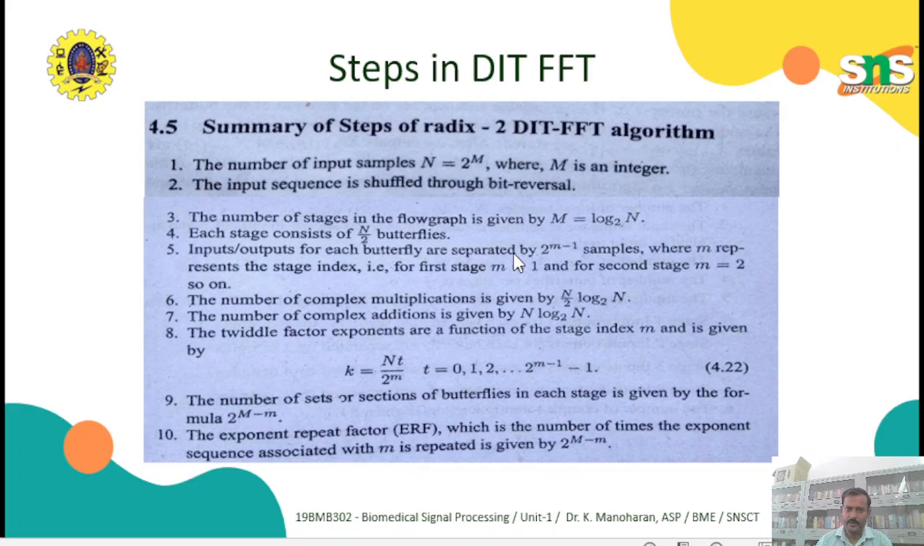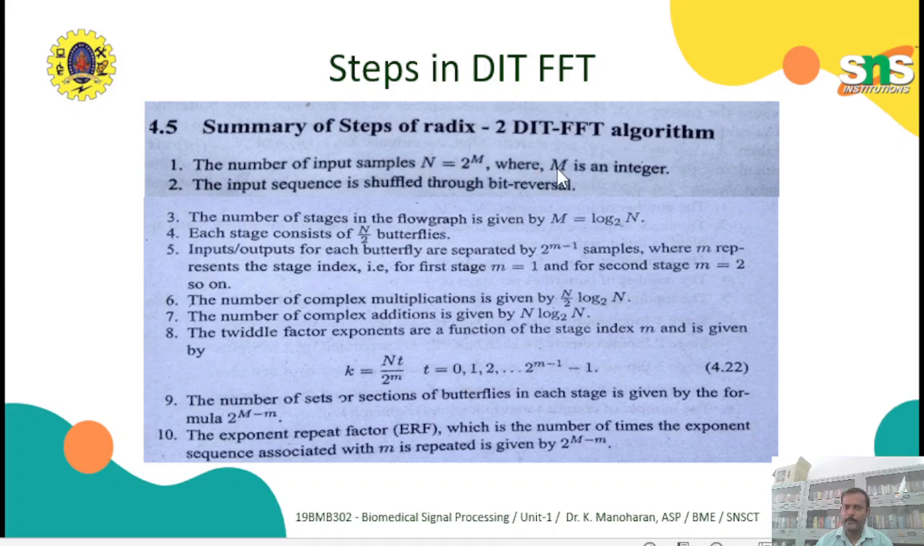Look at the steps followed in this. So first step, the number of input samples N must be 2 power m. So m must be an integer. So if you put m equal to 0, 2 power 0 will be 1. And if you put m equal to 1, 2 power 1 will be 2. So that is a 2-point DFT. If you put m equal to 2, 2 power 2 will be 4. So you take a 4-point DFT. And if you take m equal to 3, 2 power 3 will be 8. So we have an 8-point DFT.